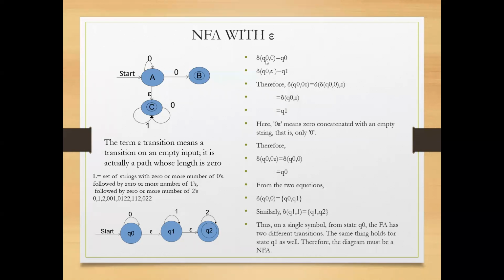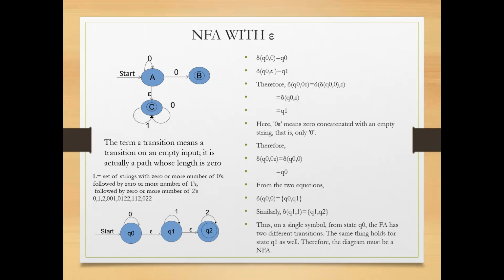So here you have a transition. Here we are giving zero as input to state Q0. So from this state transition graph, you could see that state Q0 on getting input 0 is transiting to Q0. Then Q0 on getting epsilon as input is transiting to Q1.